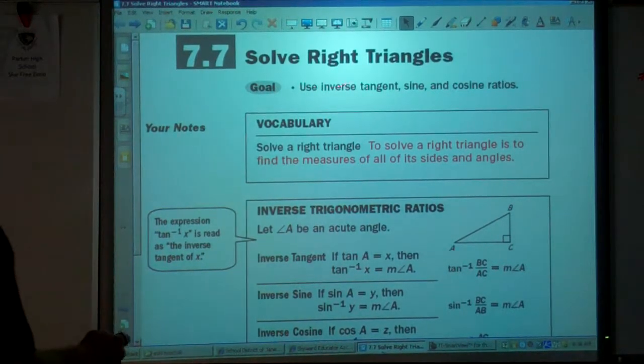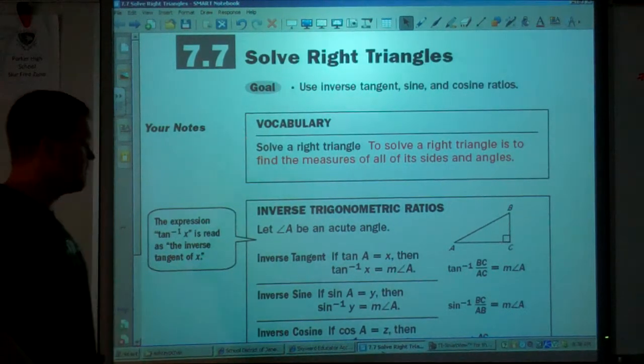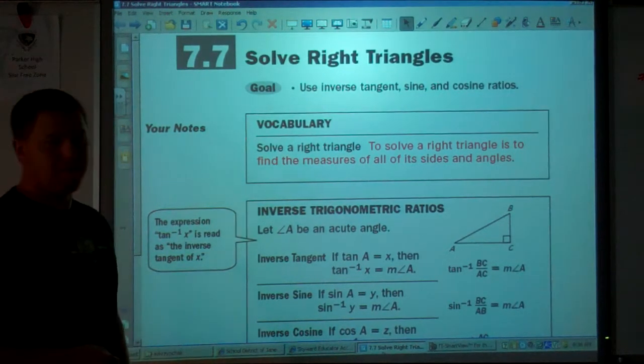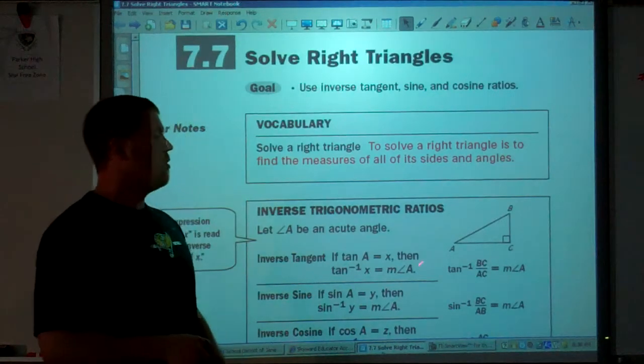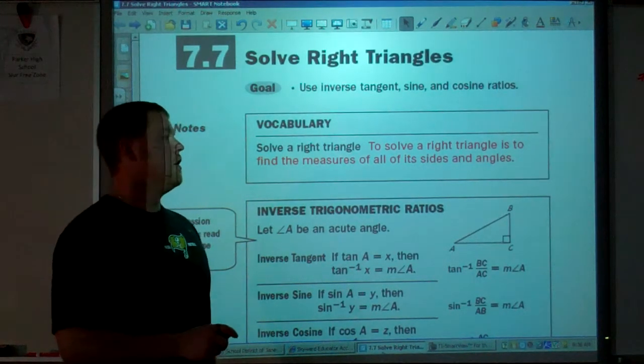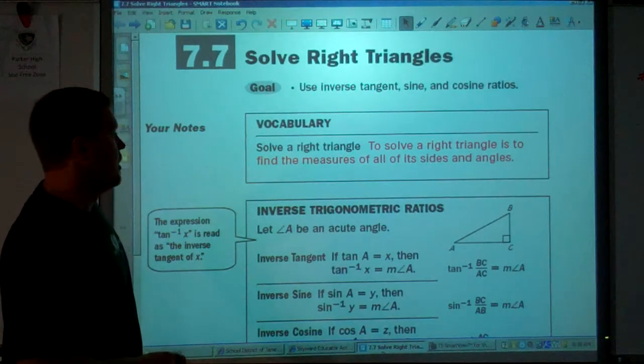Alright, today we are talking about solving right triangles. When you hear "solving right triangles," it means we're finding any unknown measurements, whether it be angle measures or side lengths. So whatever you don't know, that's what we're trying to solve for here.